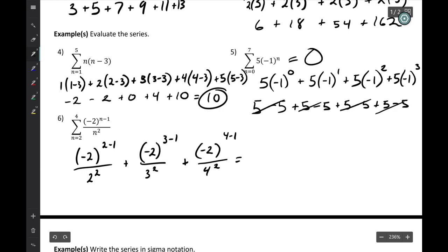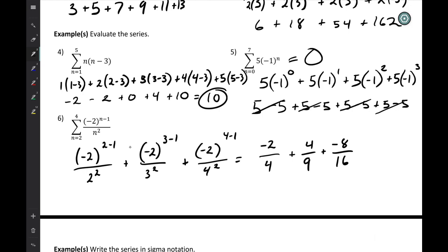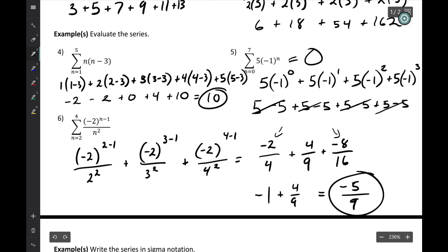This becomes negative 2, because it's negative 2 to the first, which is just negative 2, divided by 4. And then this becomes negative 2 squared, so 4 over 9. And then this one is negative 2 to the third, so negative 8 over 16. I notice that these are both actually 1/2, right here and right here, so this becomes negative 1. So it's really negative 1 plus 4/9, and that gives me negative 5/9 as my answer here.